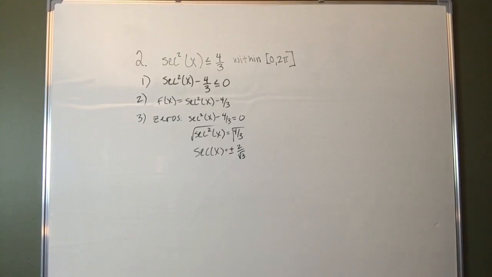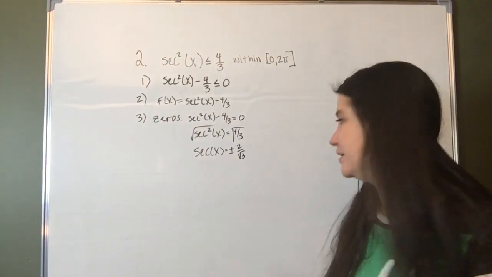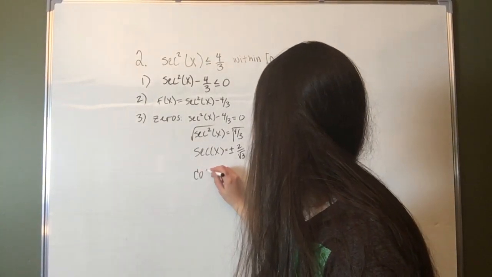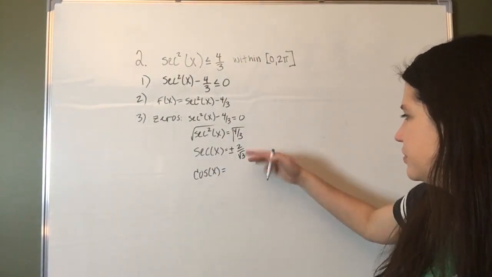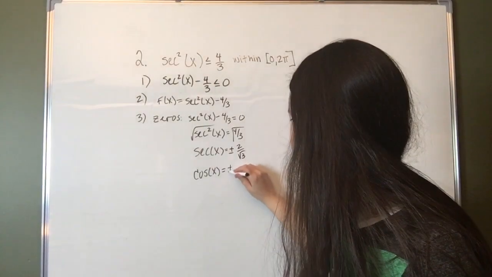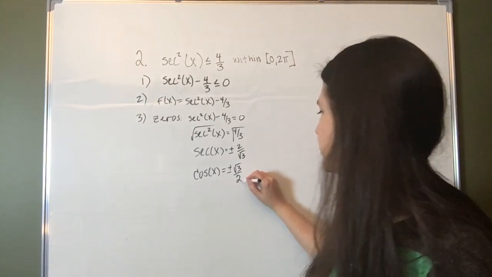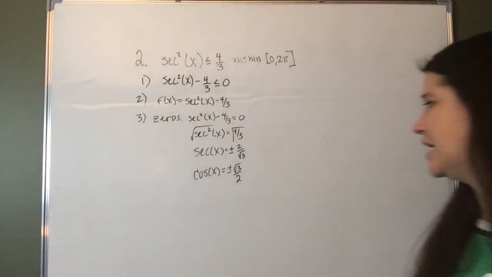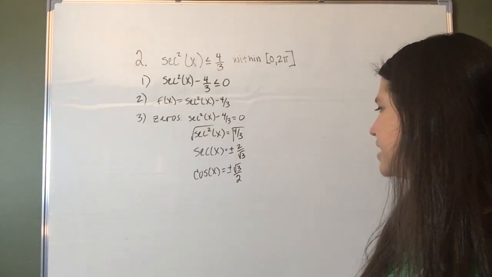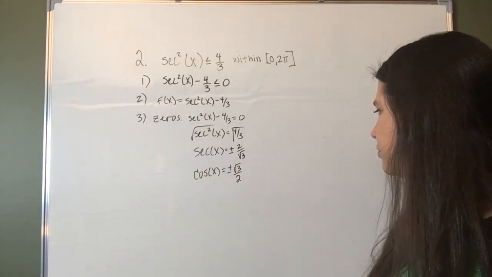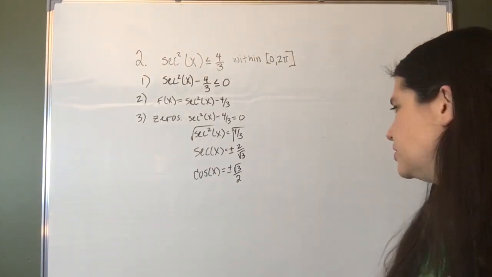All right, now what? Turn it into a cosine. All right, turn it into a cosine equation. We can do that so easily, right? If we just flip the fraction on the right-hand side, we get that cosine has to equal plus or minus square root 3 over 2. And then you want to ask yourself, where does this happen, right? So where does cosine equal plus or minus square root 3 over 2?